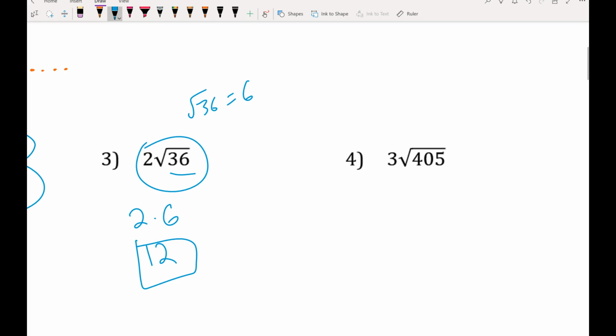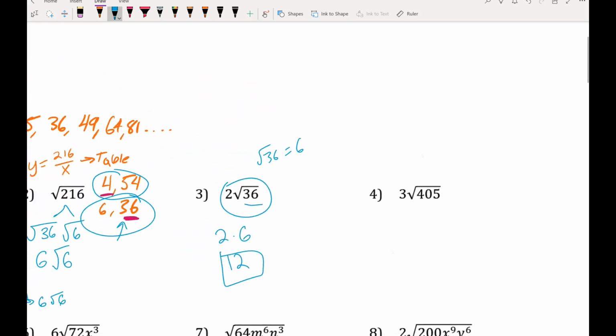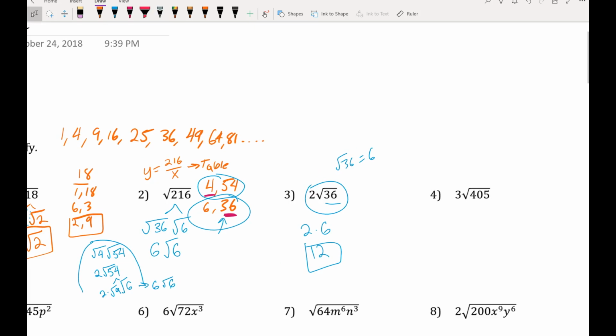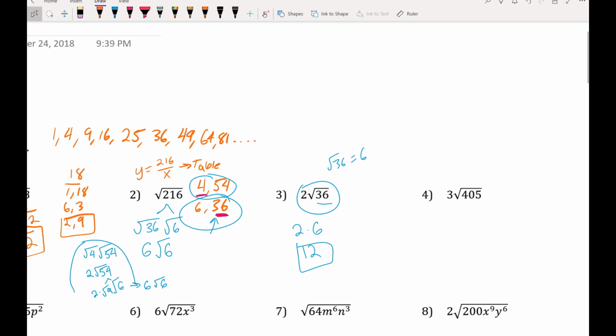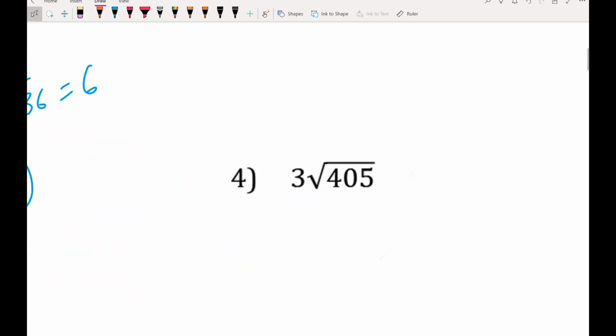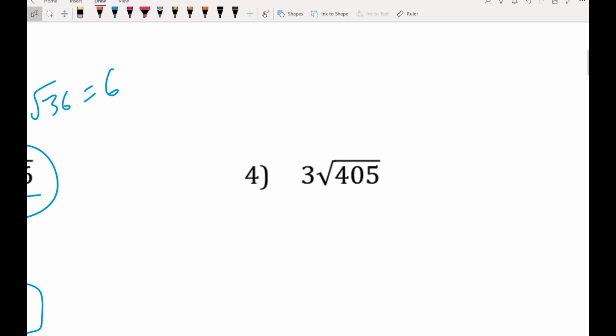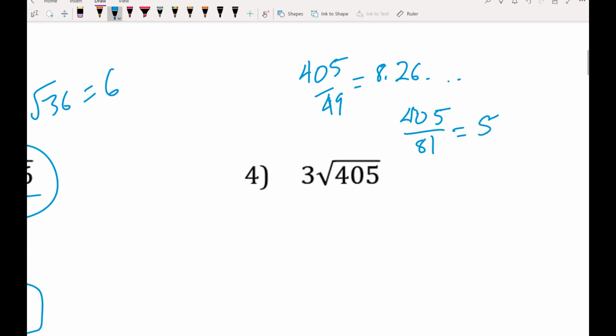Number 3, though, as I'm looking at this, I'm looking at my perfect squares, 1, 4, 9, 16, 25, 36. And I'm going to try dividing each of those into my 405 until I get one that works. So it doesn't matter where you start. I'm going to start at 49. So 405 divided by 49 is some irrational number, so that doesn't work. 405 divided by 64, another irrational number. But when I get to 405 divided by 81, I notice that I get just an integer as my answer.